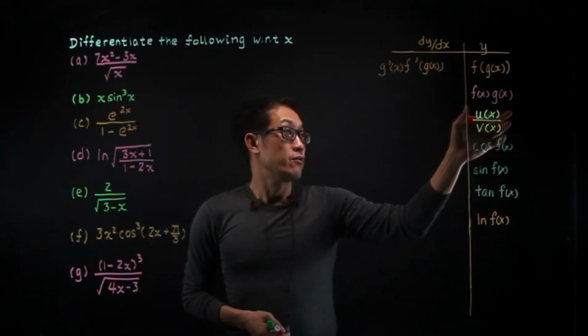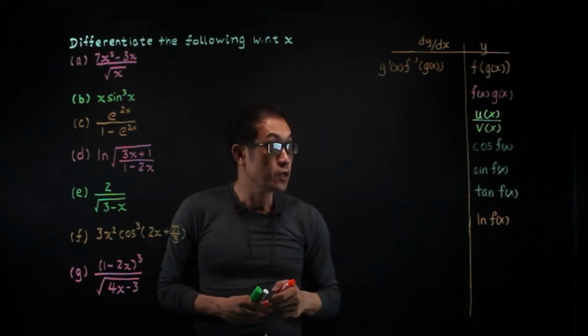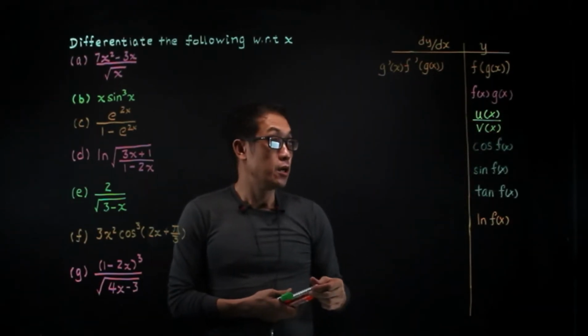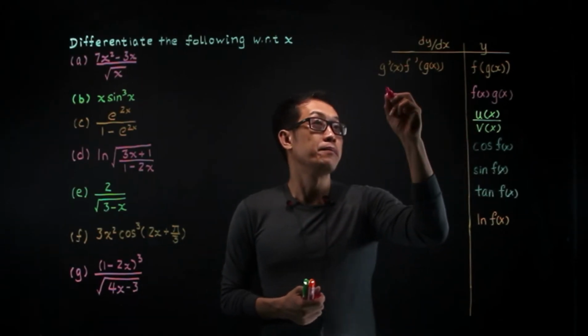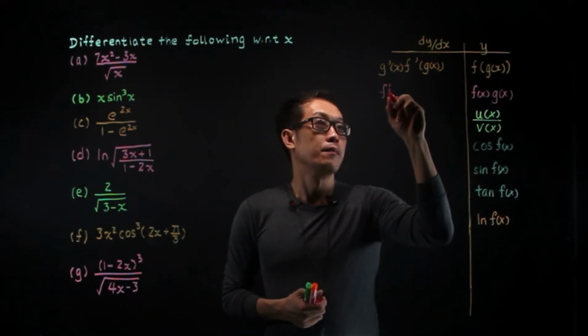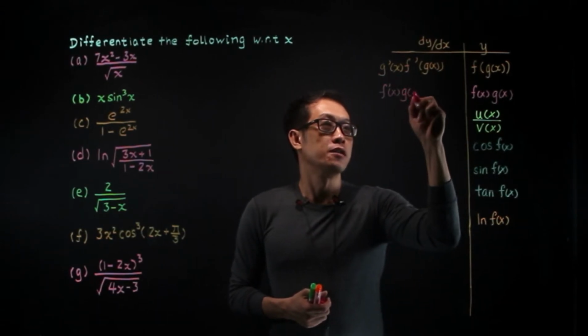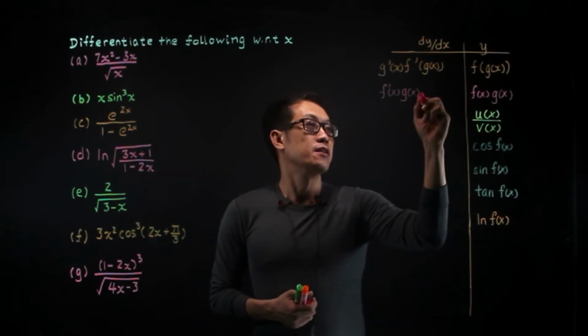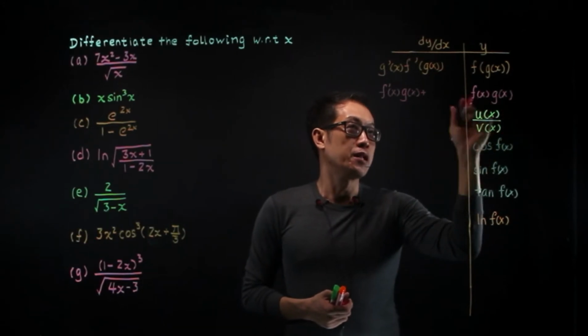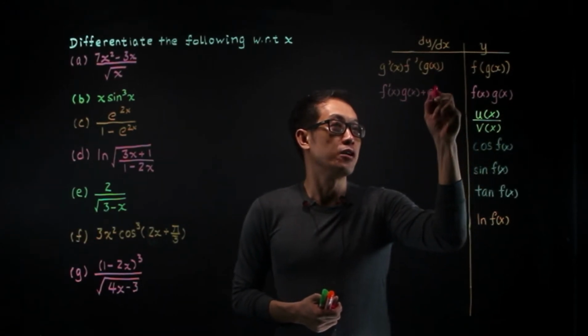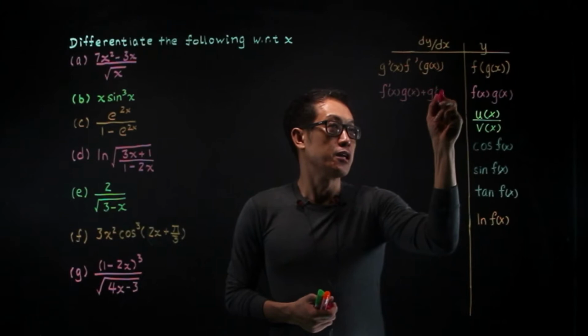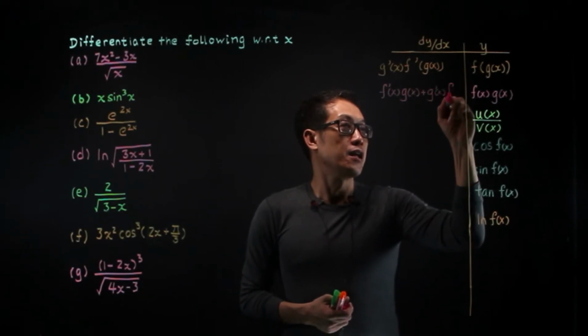Now this is for the product rule. For the product rule, you differentiate one of them, the other one remains unchanged. Next, you differentiate the other one. That means in this case you differentiate your g of x, you get g prime of x, and f of x stays.